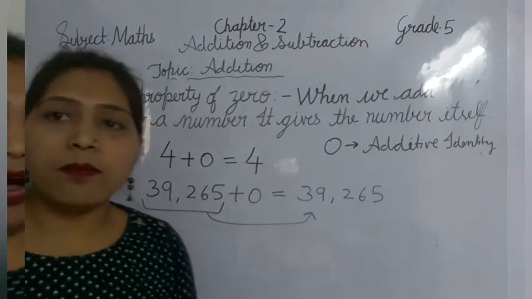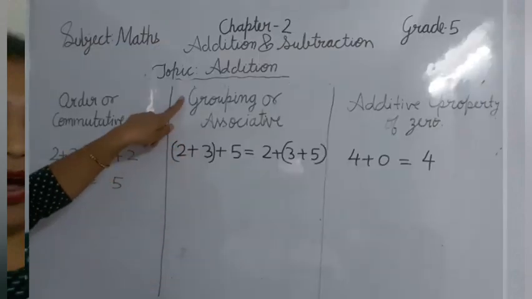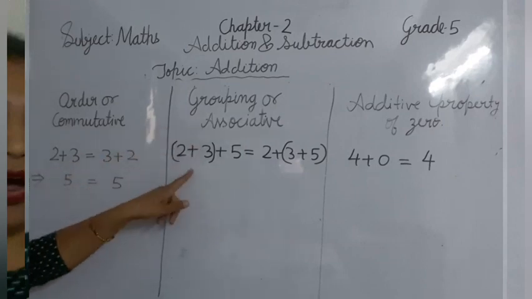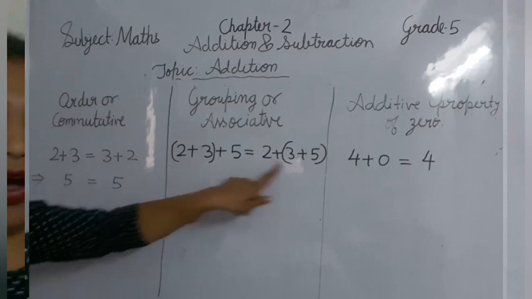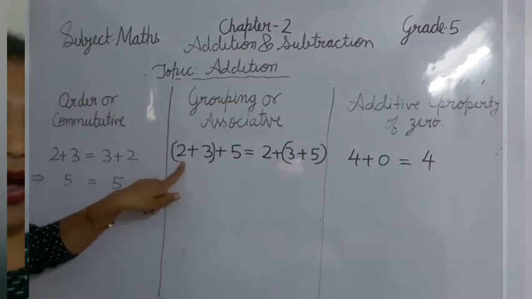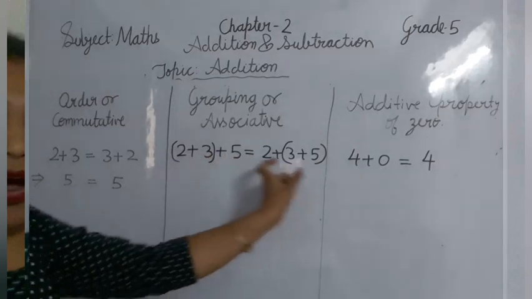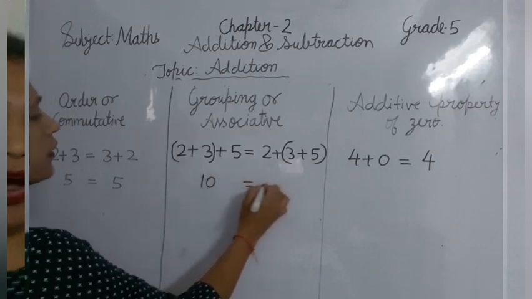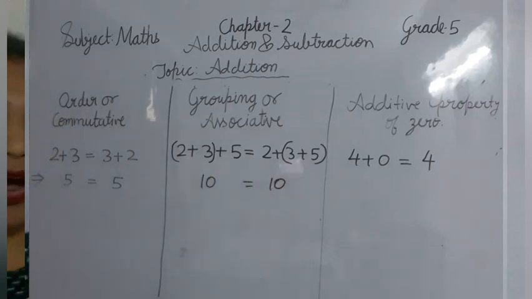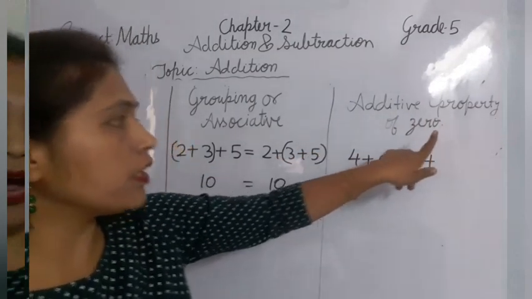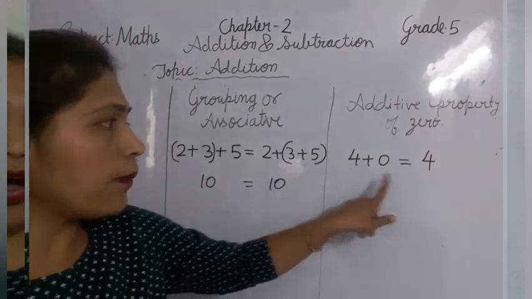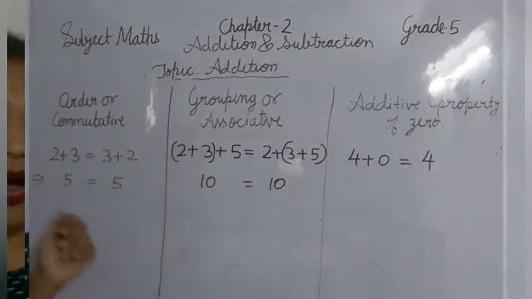So these are the three properties of addition. The second property is grouping or associative property. What is grouping or associative property? The sum of three or more numbers does not change even if their group is changed. See here I am changing their group. 2 plus 3 I am making a group here, and here I am making the group of 3 plus 5. But if you add here, you will get 10, and here also you will get 10. The answer will not change if I am changing their groups. Okay. And the third is additive property of 0. It means when we add 0 to any number, you will get the number itself. So these are the basic three properties of addition.